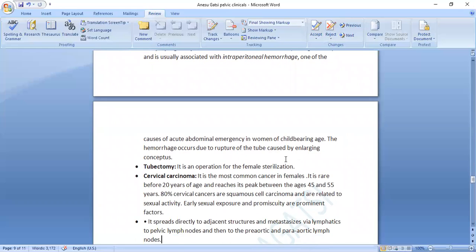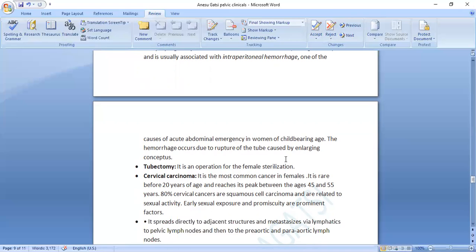So it may actually spread to various regions and metastasize due to the lymphatic system. Remember that we say the pre-aortic and para-aortic lymph nodes drain this region, as well as other lymph nodes, the pelvic lymph nodes, to mention the internal iliac and external iliac nodes. So you may have metastasis of these cancers to other regions.